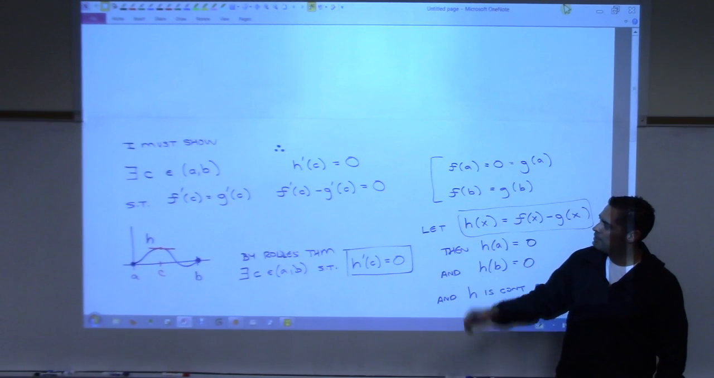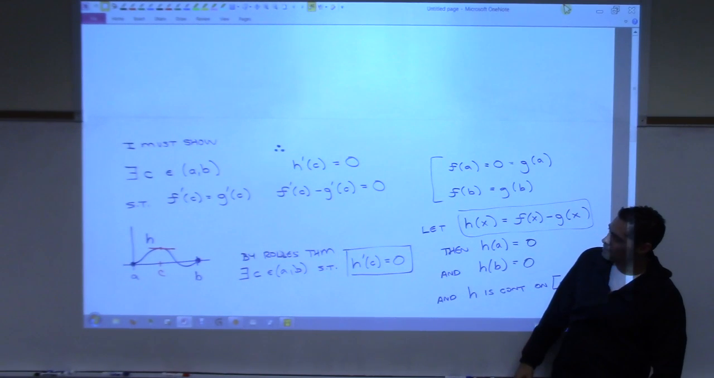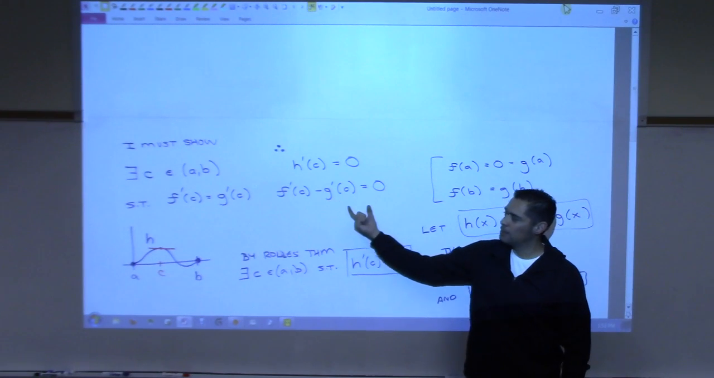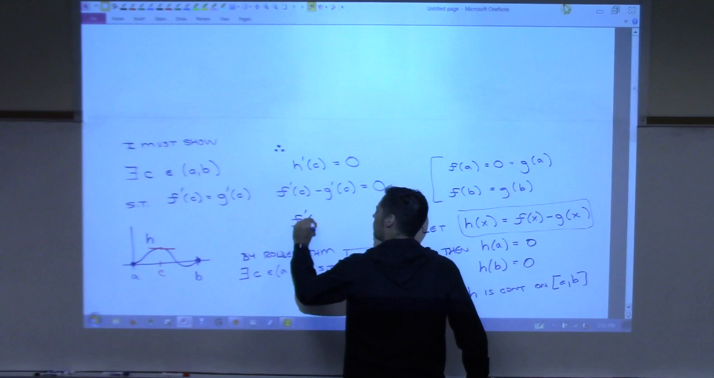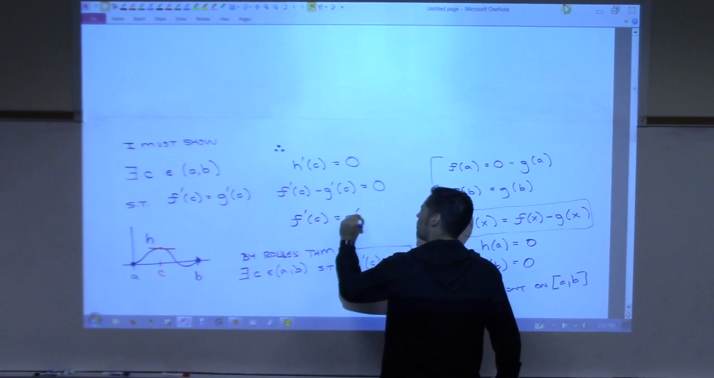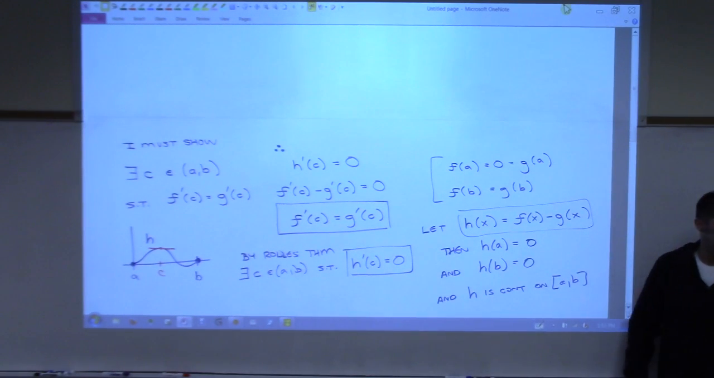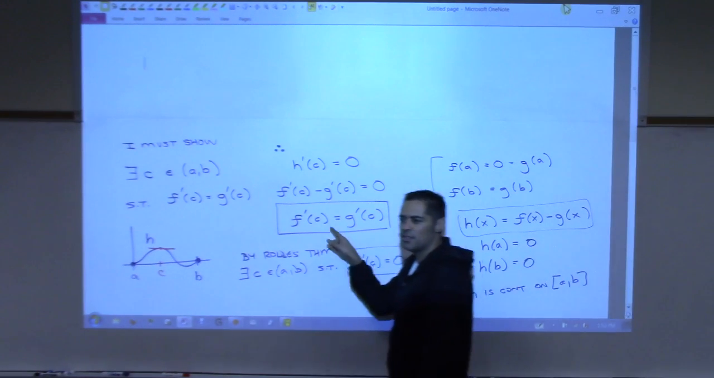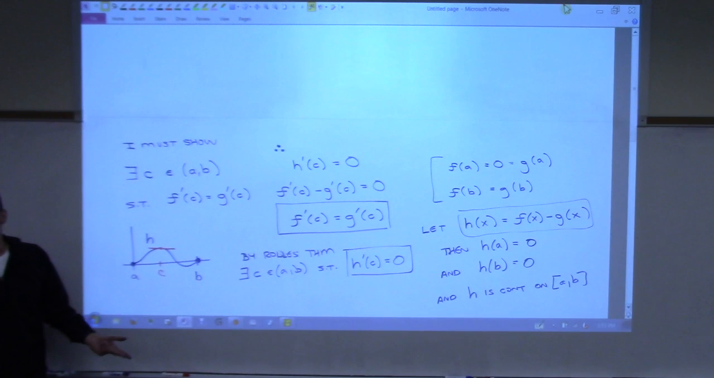What do I do? Just some algebra here. Move that to the other side. f prime of c must equal g prime of c, which is what I wanted to show you. You told me if I could prove to you that there was some point c in there where the derivatives were the same, you would be happy. And I just did.